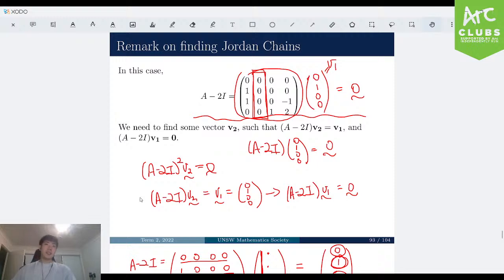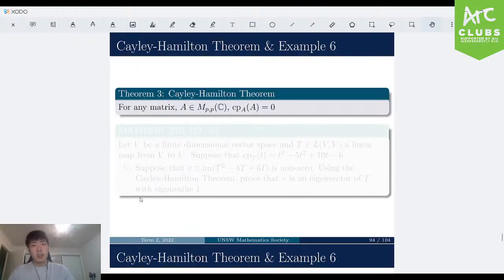Okay, hope that makes sense. That pretty much concludes this Jordan chain and Jordan form bit right here.